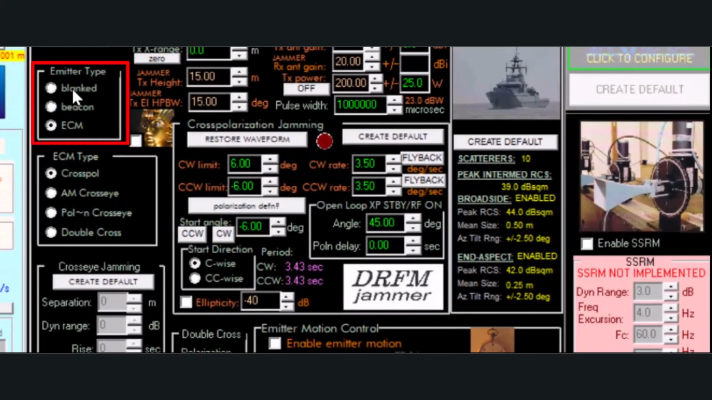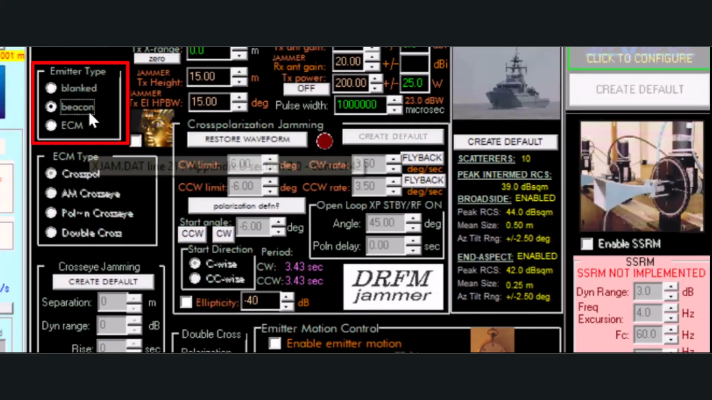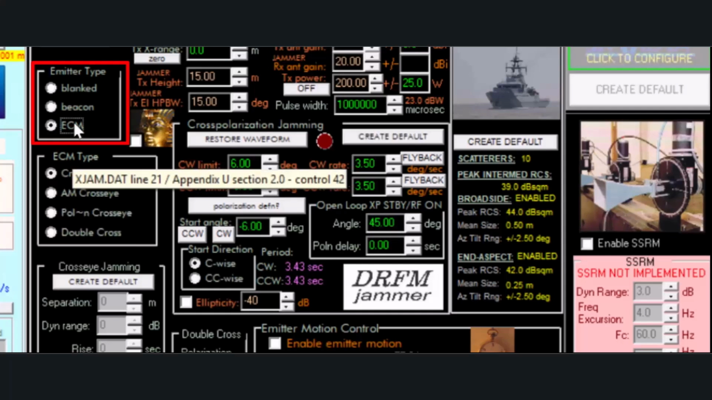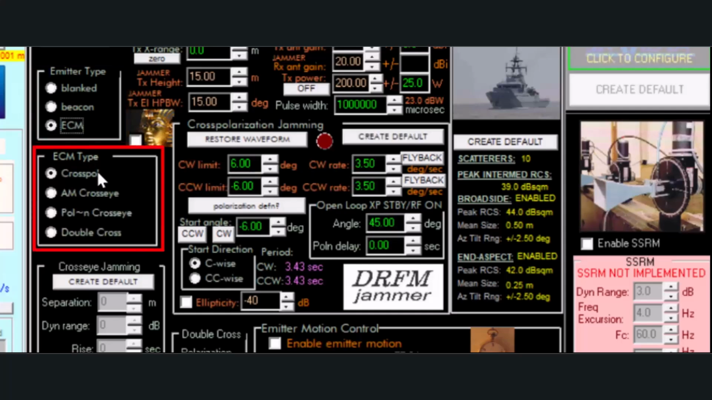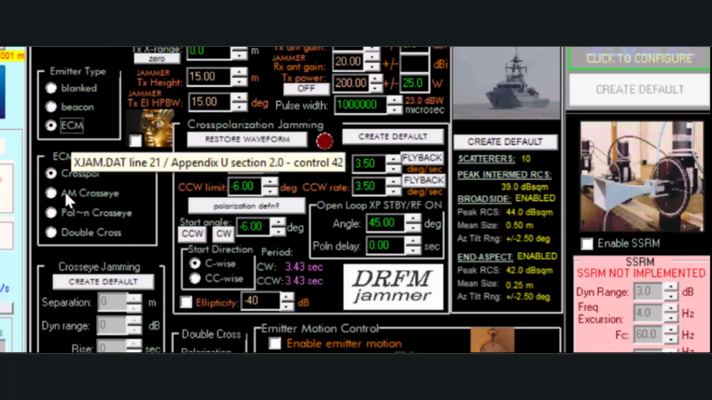So emitter types: it could be blanked, it could be a beacon, or it could be ECM. And if it's ECM, there are a bunch of types: cross pole, AM cross eye, polarization cross eye, double cross. Do not mess around with those. Two element countermeasures, they're really interesting and cool. This software is not verified for those. The hooks and features are in there, but I don't play with that anymore. To me, cross pole jamming or beacon would be the things you're interested in.